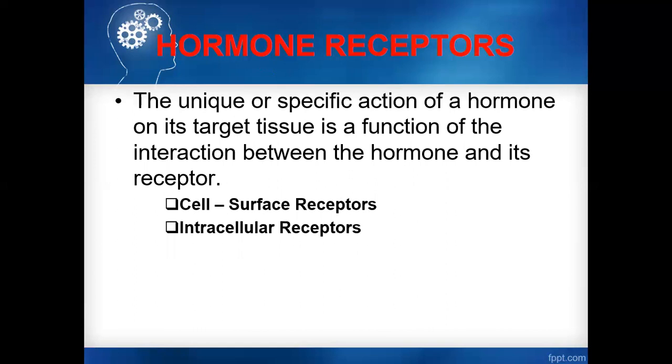So the unique or specific action of a hormone on its target tissue is a function of the interaction between the hormone and its receptor. I've mentioned before that for a particular hormone to generate a physiological effect, it has to be bound first to its receptors. And a receptor may be found on the surface of the cells or inside the cell, intracellularly. It could be in the cytoplasm or in the nucleus of the cell.